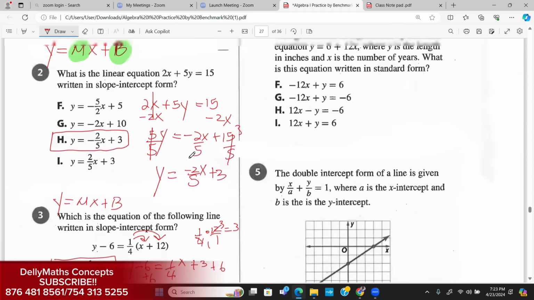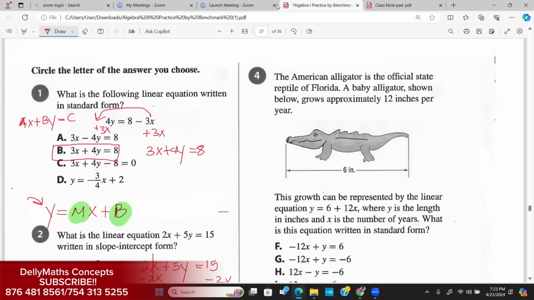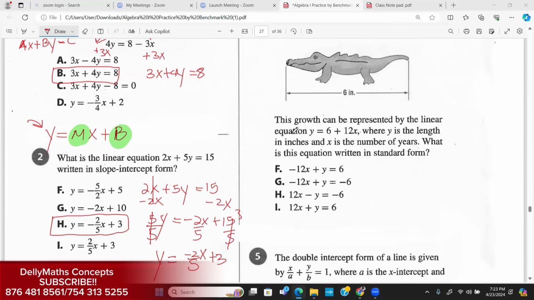All right, let's go for question 4. Question 4 reads, The American alligator is the official state reptile of Florida. A baby alligator shown below grows approximately 12 inches per year, as you can see right there. It says this growth can be represented by the linear equation y is equal to 6 plus 12x, where y is the length in inches and x is the number of years. All right, good. What is the equation written in standard form?